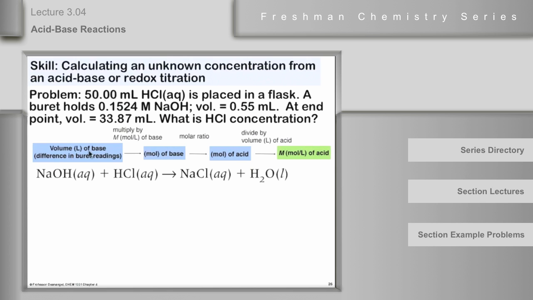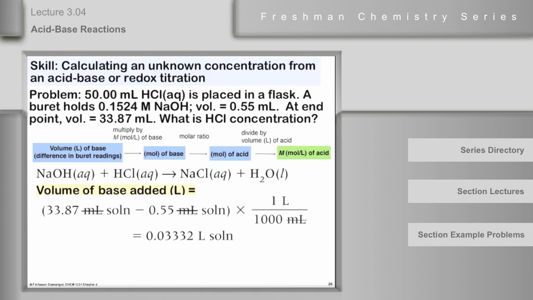So we're going to use the volume of the base to calculate the moles of base. Because if we want the concentration of the acid, we need to have the moles of the acid and the volume. We got the volume, 50 milliliters. It had to be converted to liters, but we got the volume. So we need to know the moles of acid. So we're going to get the moles of base, and then we're going to do a mole-to-mole conversion to get the moles of acid.